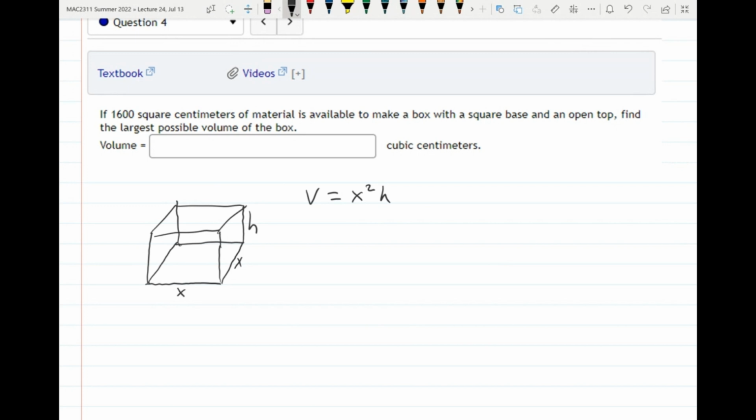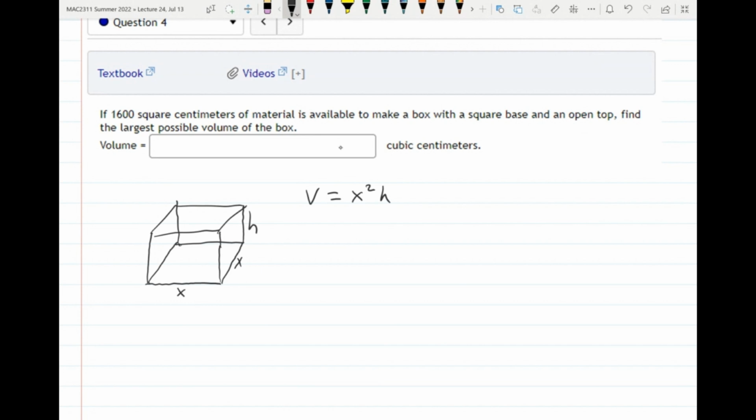Now, we are only given the information that we have 1600 square centimeters of material. Okay? So what can we do with that number? What does that mean? That means that the total area, or I don't want to say surface area because surface area includes top and bottom. But if you want the surface area of the box, it is 1600 square centimeters. Remember, this is an open box, so there's no top here. So there is no material used for the top. It's an open box. Do you understand this? So the material is used for the sides of the box and also the base.